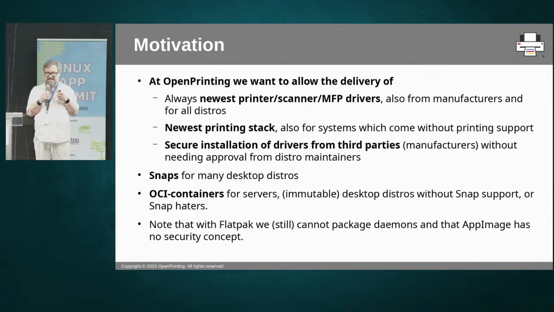This gives additional flexibility, as there are distributions which do not support Snap or do not support it very well, or you have server environments where it simply fits in better to work with OCI containers. So we are also making OCI containers. And AppImage we will not use because it has no security concept, and is also not good for system applications. And now we come to Snap.